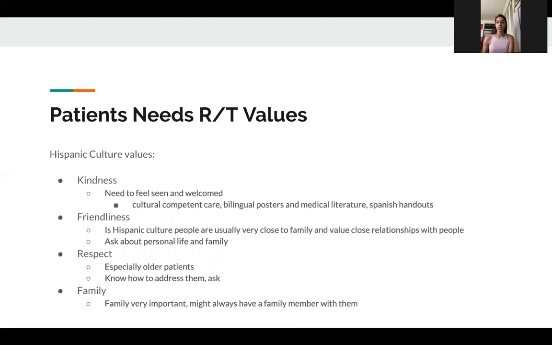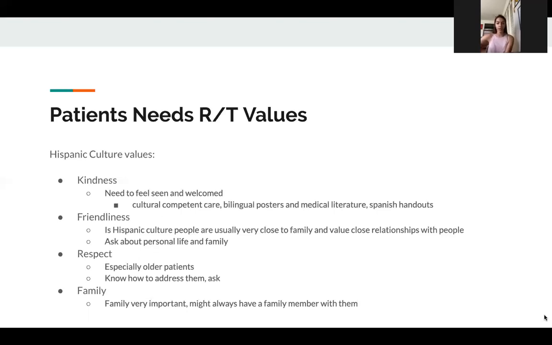Also friendliness. So Hispanic culture people are always very close to family and value close relationships. And so it's very important for them to build that relationship with their provider and everybody who's caring for them, basically. And so it's important that we ask about their personal life and really get to know these patients.